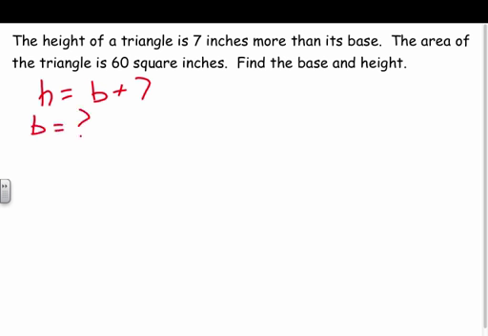The base, I don't know. And then it says the area is 60 square inches. So there's some information that I know. Well, I'm dealing with a triangle, and I have its area. So area of a triangle is 1/2 base times height. So now I just go ahead and I plug in the things that I know.